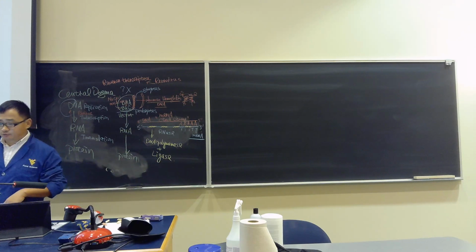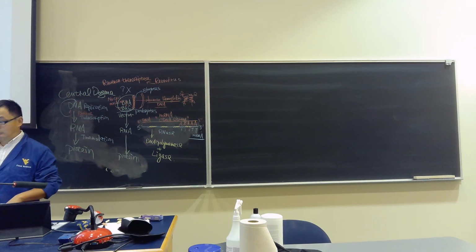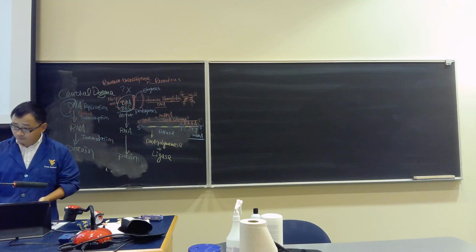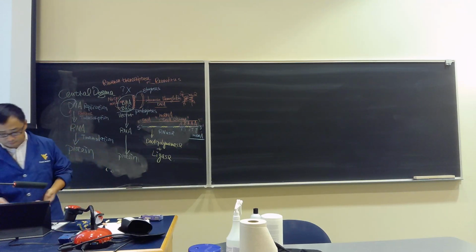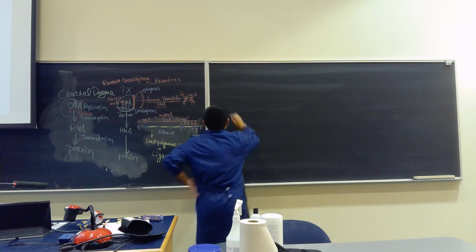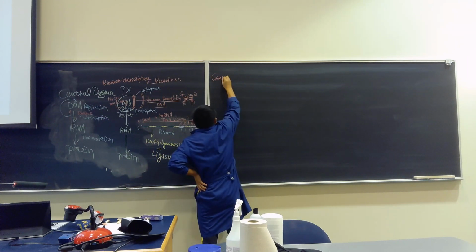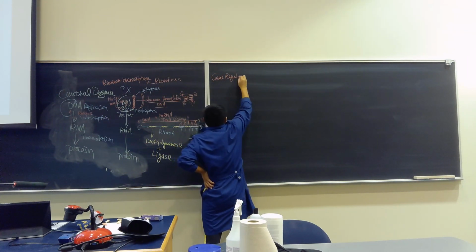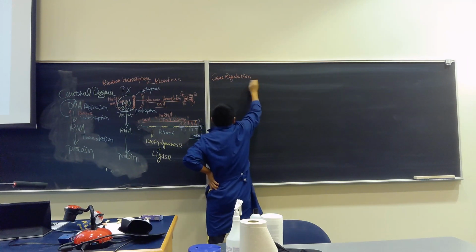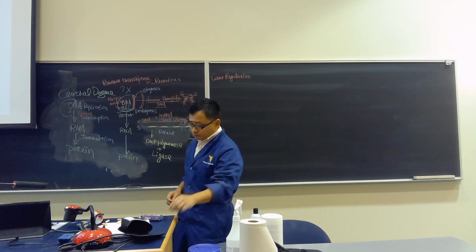Okay, the next couple of slides we're going to talk about is regulation. There is a lot of regulation for gene expression, transcription and translation. So we will use the lactose operon as an example. Okay, first a couple of slides on how we understand it. So let's start. We're going to talk about gene regulation. Okay, what is gene regulation really about?